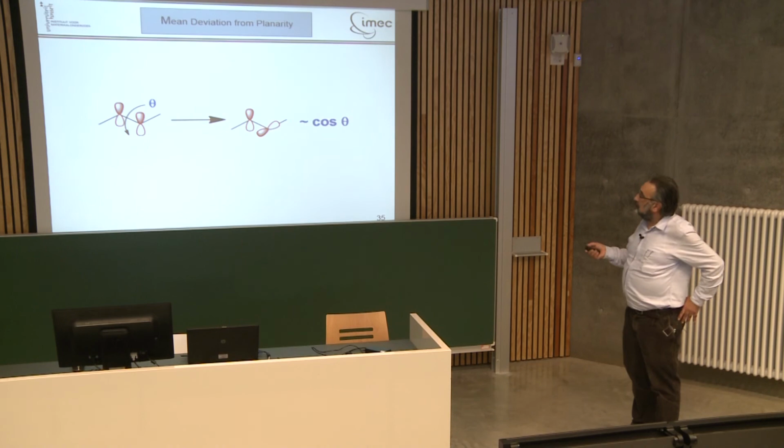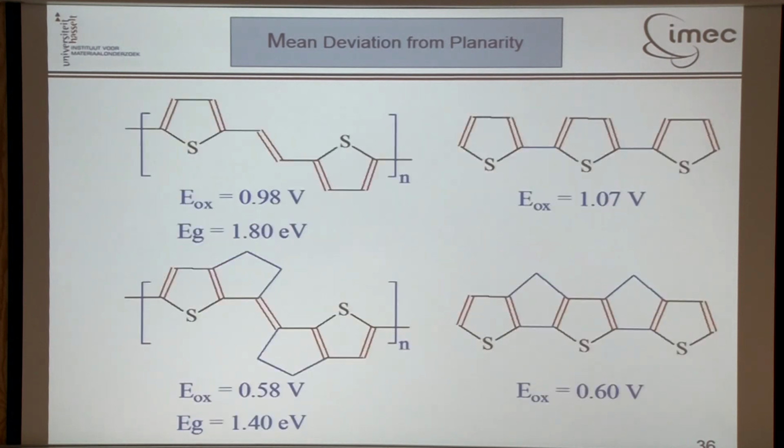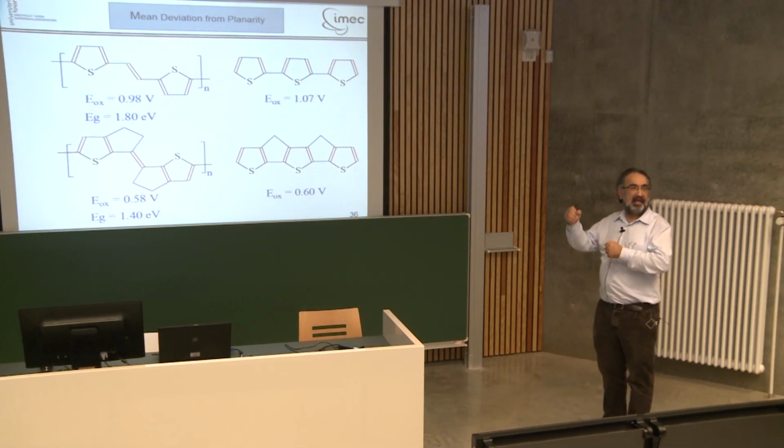And that follows a cosine theta relationship. So with the 90-degree perpendicular, no interaction, no delocalization. And this has been invoked to explain the differences between the band gaps of these type of structures, or in this case, the oxidation potential, and these kind of structures. What I've done here is blocked the pi system by an extra ring.